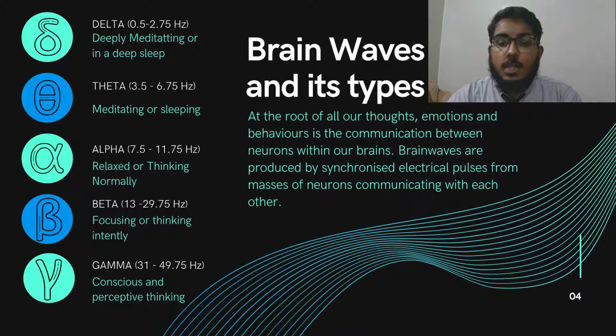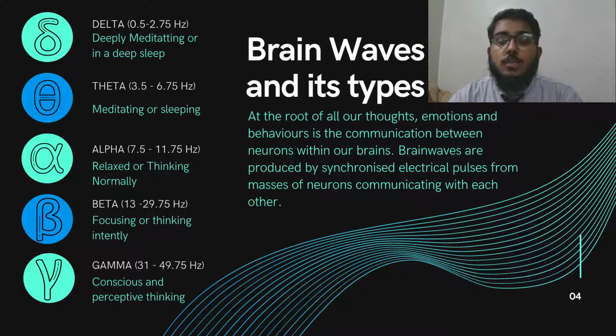Here are some major types of brainwaves that our brain produces in different scenarios, which include delta and theta that are generated when in deep sleep or meditating. Alpha waves are produced when we are relaxing. Beta waves are produced when we are focusing or thinking intently. Gamma waves are produced when we are in conscious and perceptive thinking.